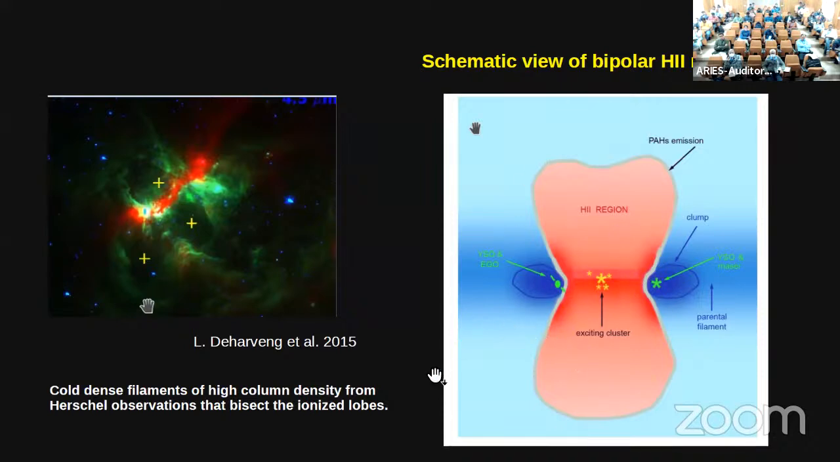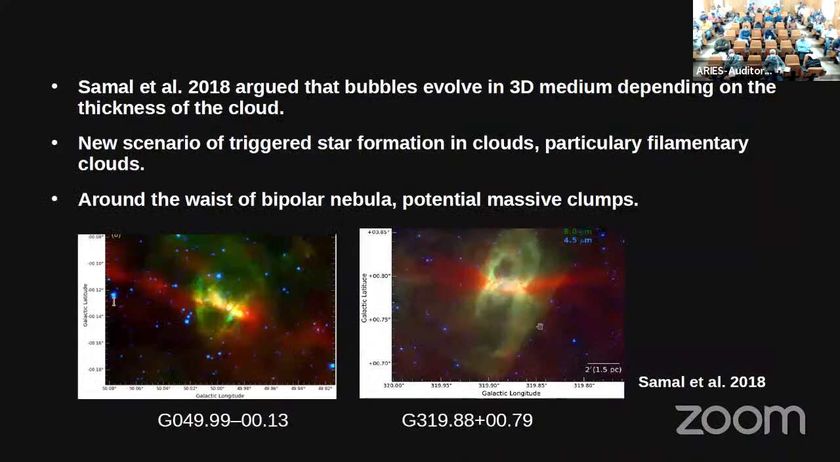Now the question is, they argued that these bubbles evolve in a 3D medium, depending on the thickness of the cloud. So the triggered star formation or cluster star formation happening in these bipolar nebulae is coming from these filamentary clouds that I just explained, towards the center of these bipolar structures. So it is really important that we study the kinematics, or the velocity structure.